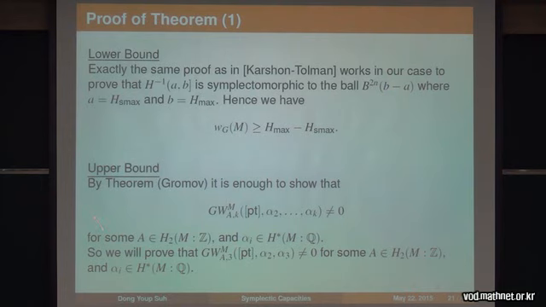So what we are going to do is prove that the Gromov-Witten invariant of M with A, alpha 1 to alpha 3 is not equal to 0 for some A and alpha. Okay, so let me give you a brief idea of what the Gromov-Witten invariant is, for the people who do not know the terminology.